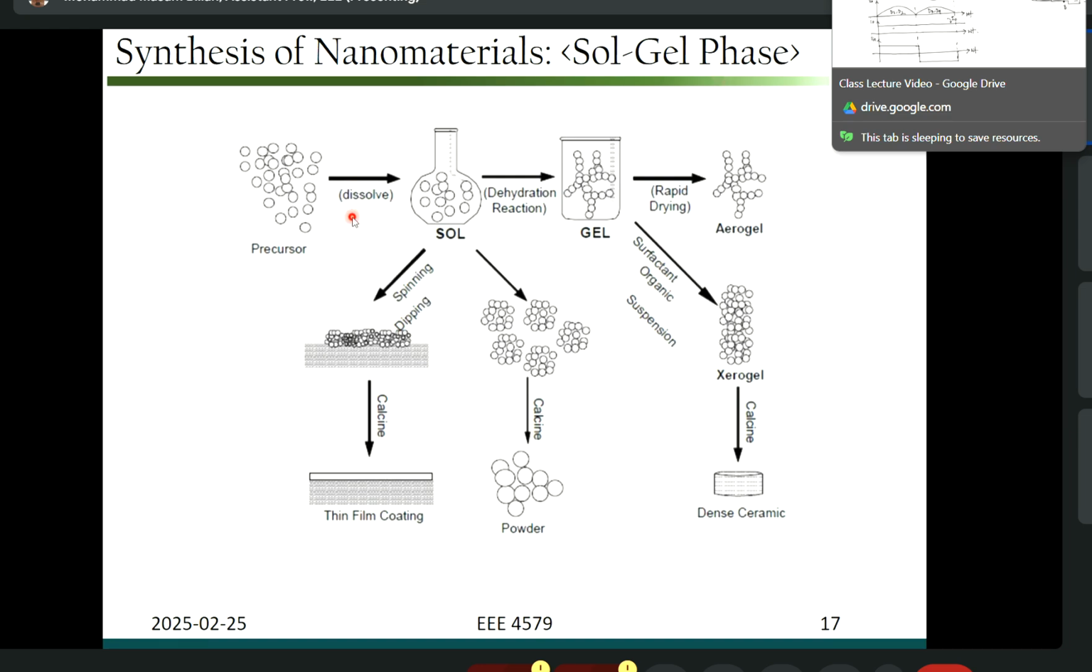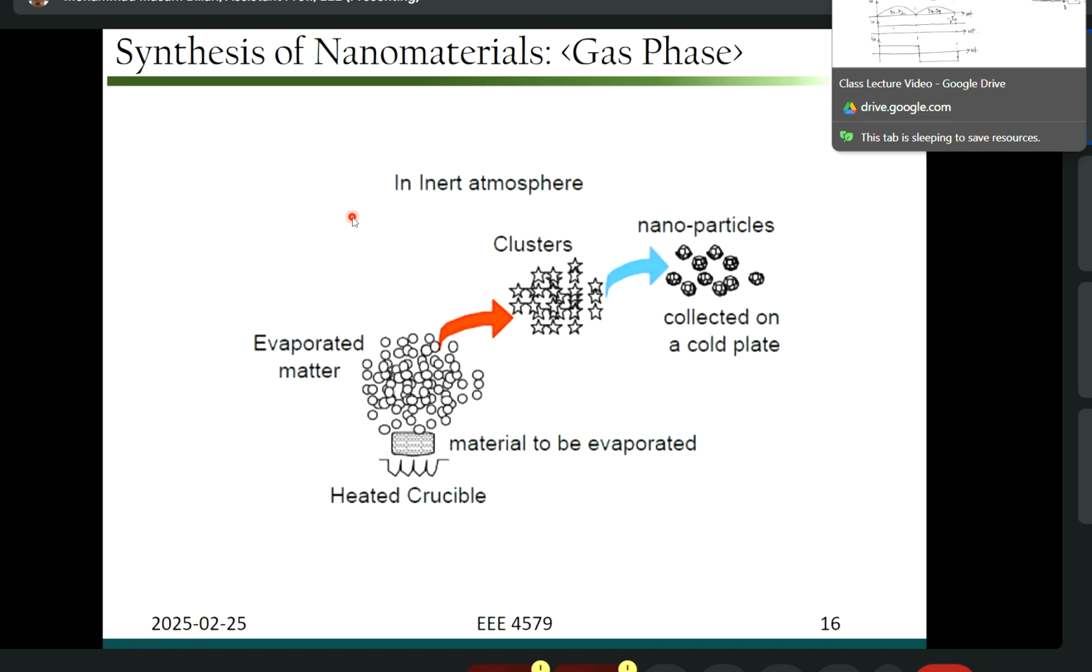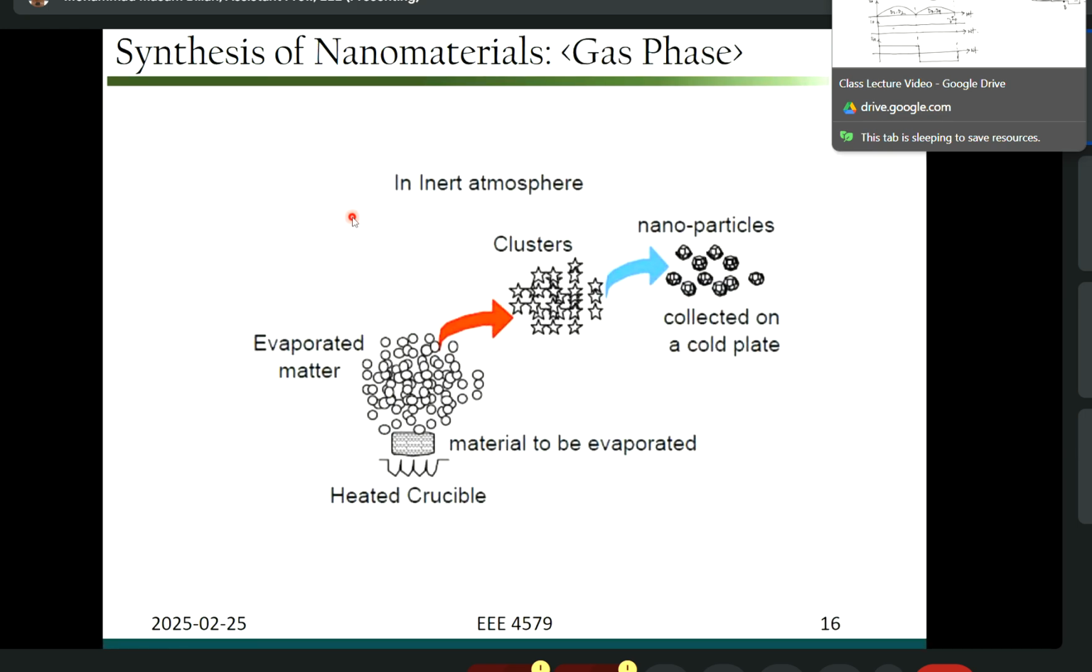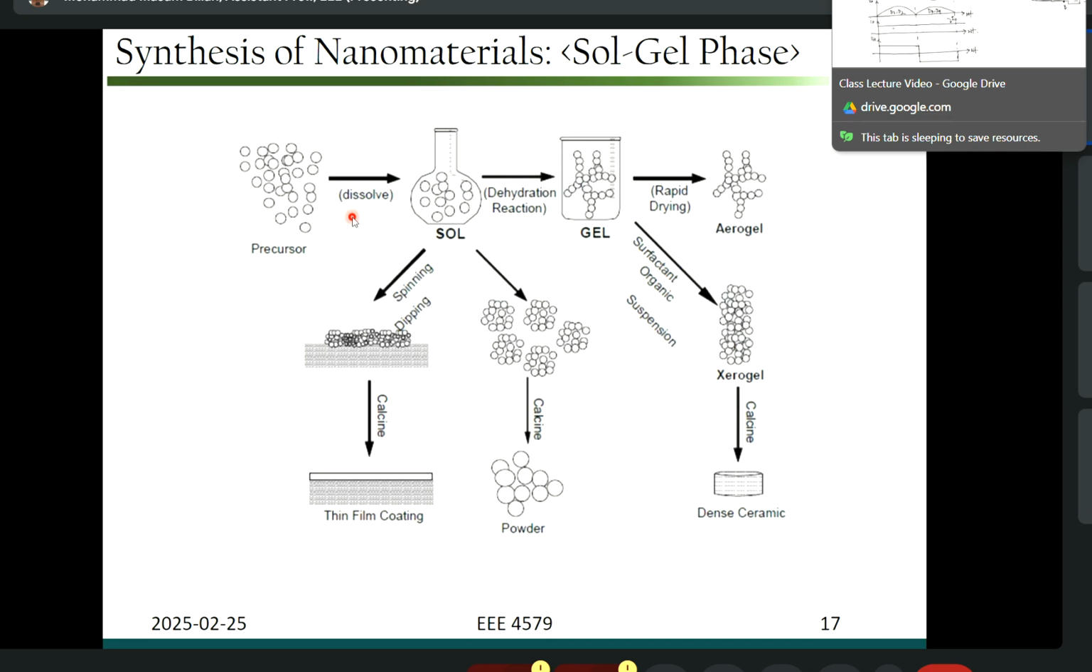So I tried to give an overview of different types of nanomaterial synthesis. Mostly, the top down approach takes place everywhere. People try the physical method rather than the chemical method, because chemical synthesis approaches are expensive and very complicated. And also if the material is in gaseous phase, how to collect it and get the nanoparticles. And if it is a complex phase, for example solution and gel phase, how to separate the materials and get the required nanoparticles. So this is an overview.